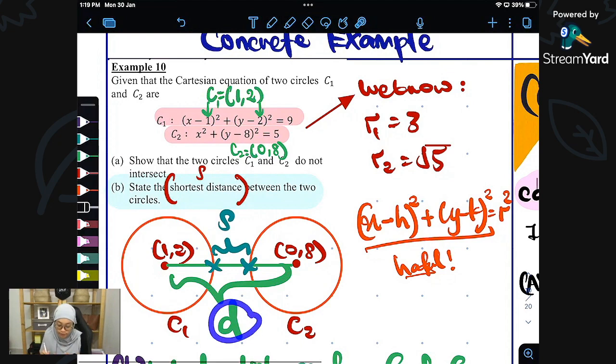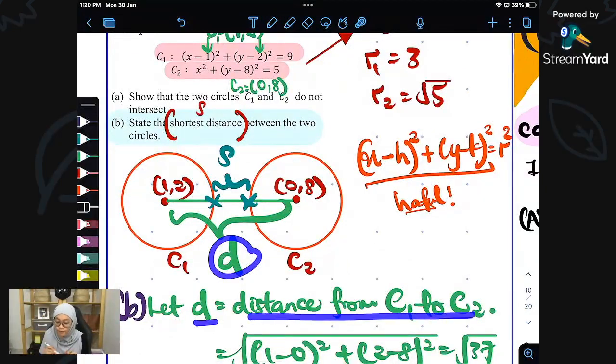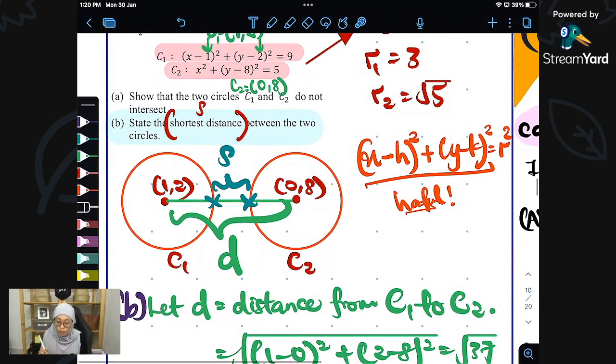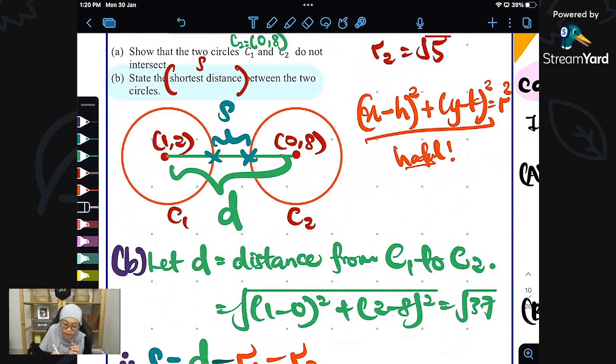So we got to find the distance first. I let D be the distance from C1 to C2. So we use the knowledge of finding the distance from this point to this point, from the modern maths you all learned before, where the formula is x2 minus x1. It does not matter which is x2 or x1, what matters is that it is subtracted. So 1 minus 0, x minus x, and then squared, and then plus 2 minus 8, squared.